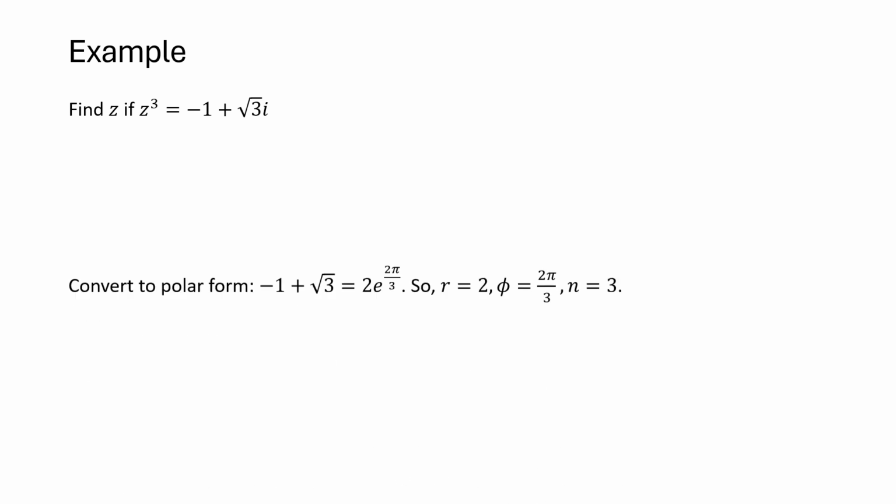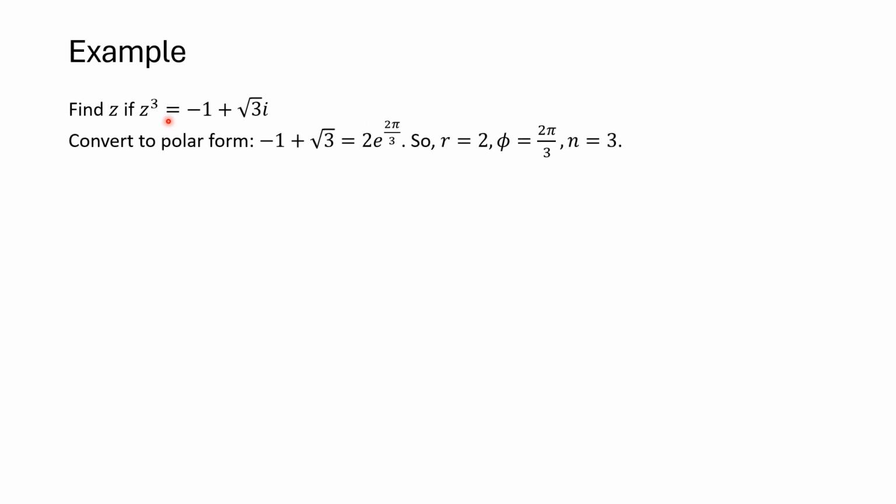On this slide, we have an example of taking the third root of a complex number. First step is we just write the complex number in polar form. So we have -1 plus the square root of 3. This should ring a bell since we had derived it a few slides ago. We know it's 2 times e to the 2 pi over 3.